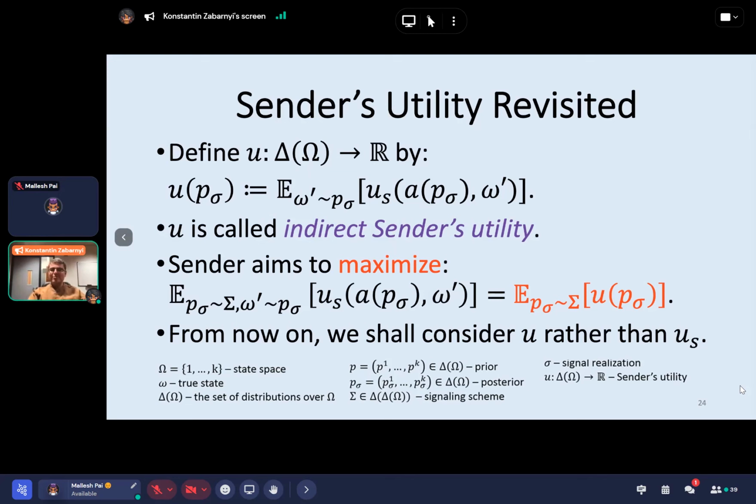And it can be calculated from the sender's utility as a function of the action and the state, just by taking the expectation when the state is distributed over the posterior, and the action is the single action which is induced by this posterior. And from now on, let's agree that we're trying to help the sender to maximize the expected indirect sender's utility over all signaling schemes, where the posterior is distributed according to the signaling scheme, which is an unconditional distribution over posteriors.